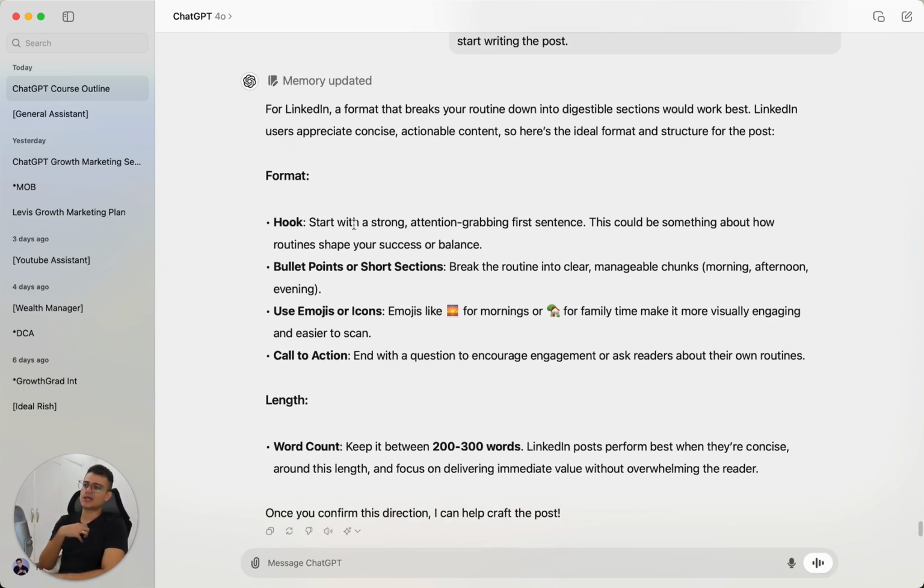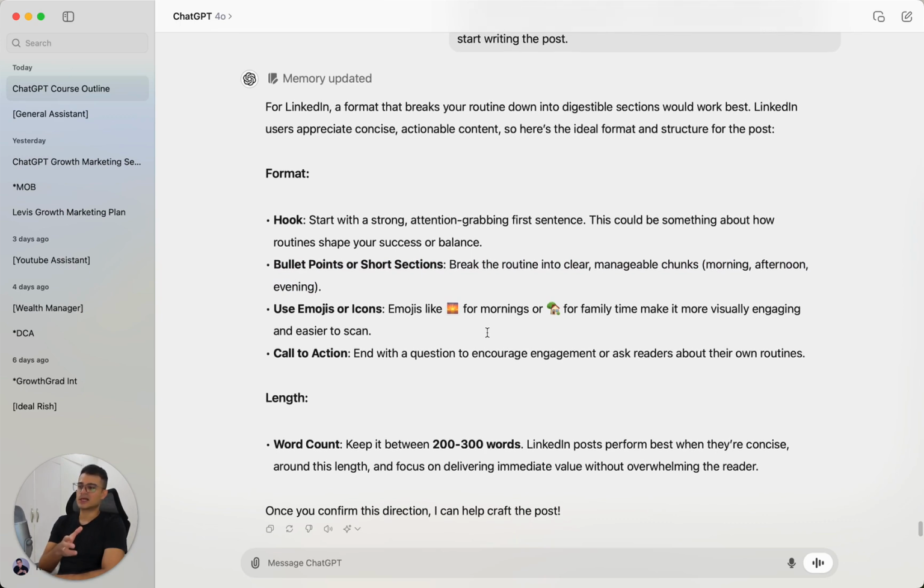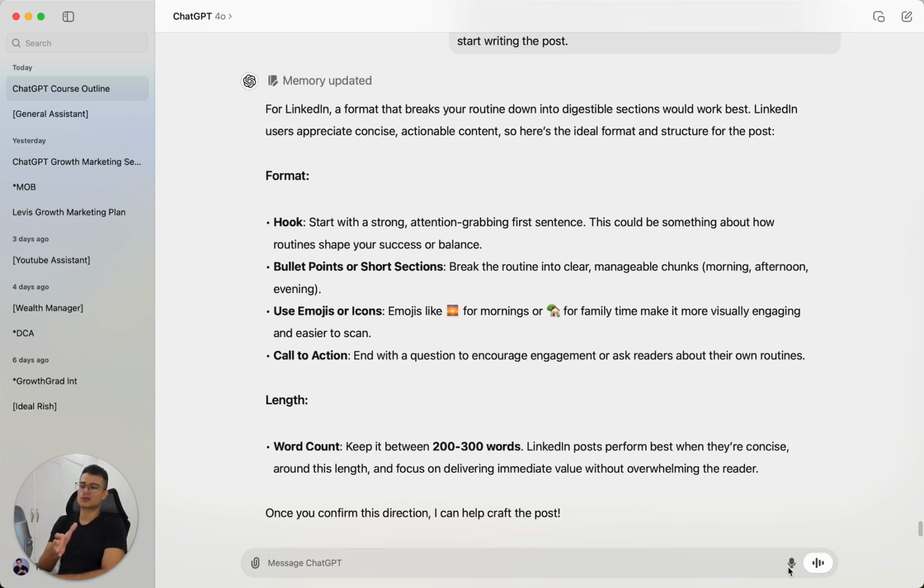So I know that for LinkedIn, the hook is the most important. And if it did not talk about the hook, I would have asked it to redo the content. Bullet points or short sections. This is aligned with how I write my posts. Emojis are nice. Call to action, short.